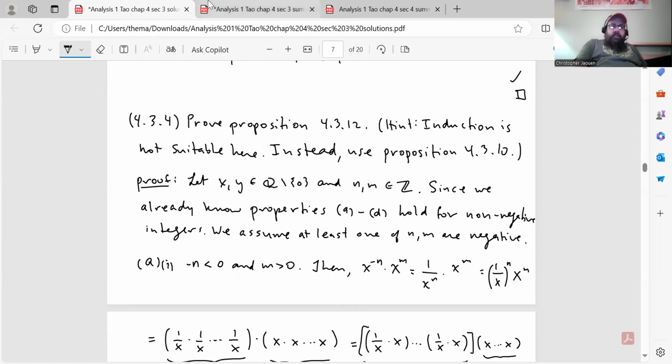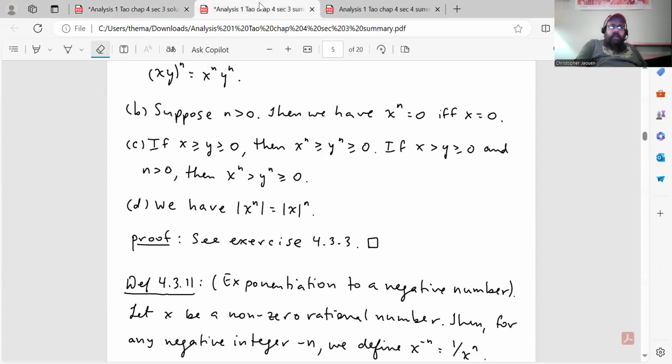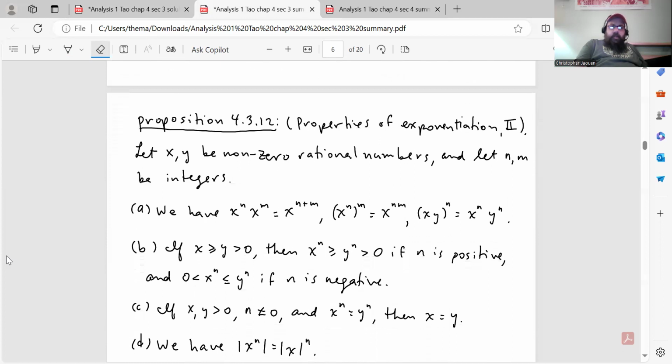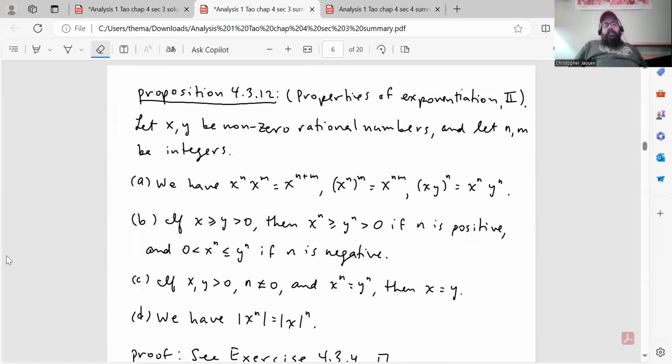Right, next we're going to go on to prove proposition 4.3.12, which is very similar to the one we just did, except now we're allowing integer exponents. So here's the proposition that he's asking us to prove, properties of exponentiation, part 2. Here we're going to assume that x and y are non-zero rational numbers, and that the powers n and m can be integers rather than merely natural numbers.